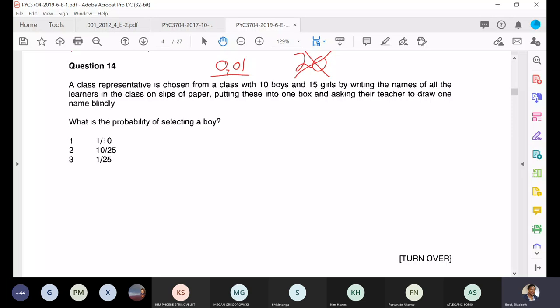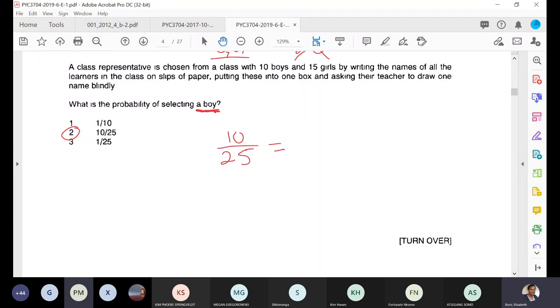Number three. What's the probability of selecting a boy? So how many satisfy a boy? There are 10. 25 in total. So that will be 10 out of 25. So it's number two. Yes. If they would have said what will be the probability of selecting one person, then it would have been 1 over the 25, whether a boy or a girl.